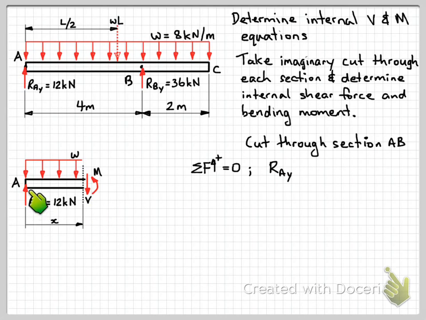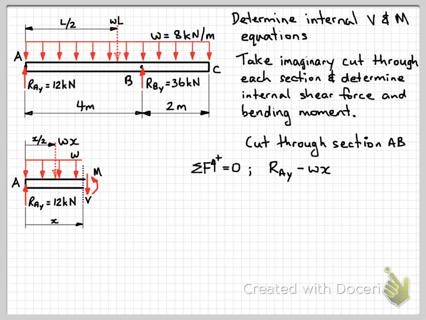So we have R_Ay acting positively upwards, and we have our distributed load acting over this section of the beam, and its equivalent single point load here will be just w times x. So we can put that in. That's acting in the negative direction, minus w times x.